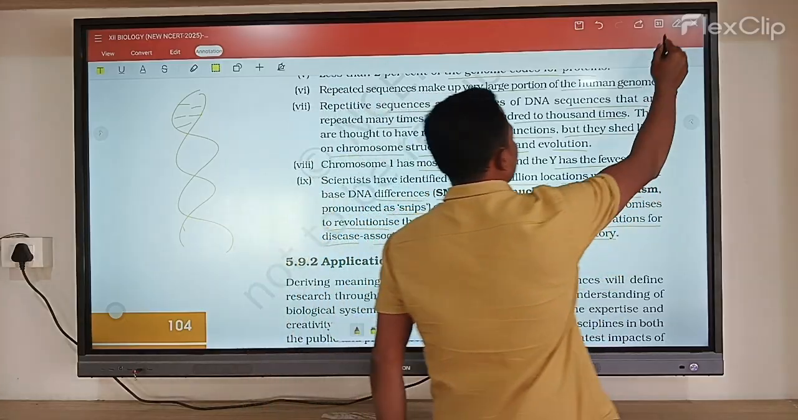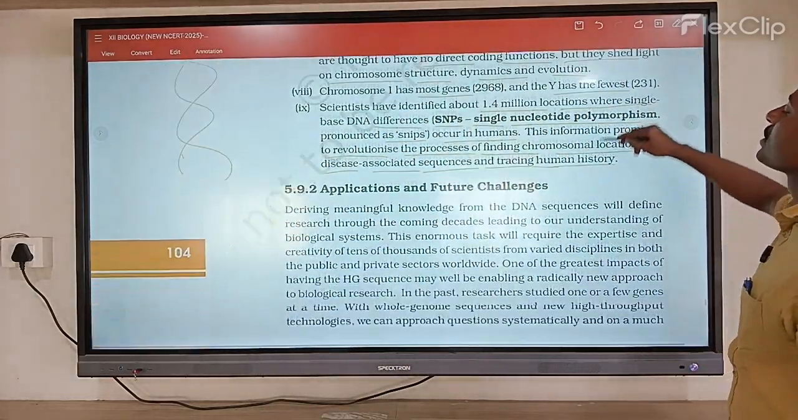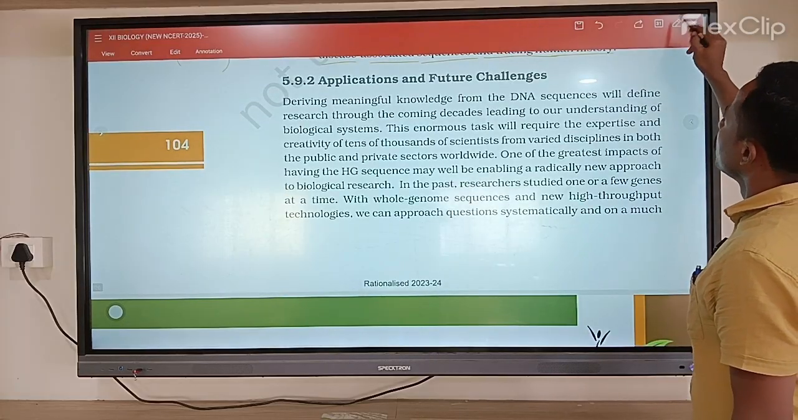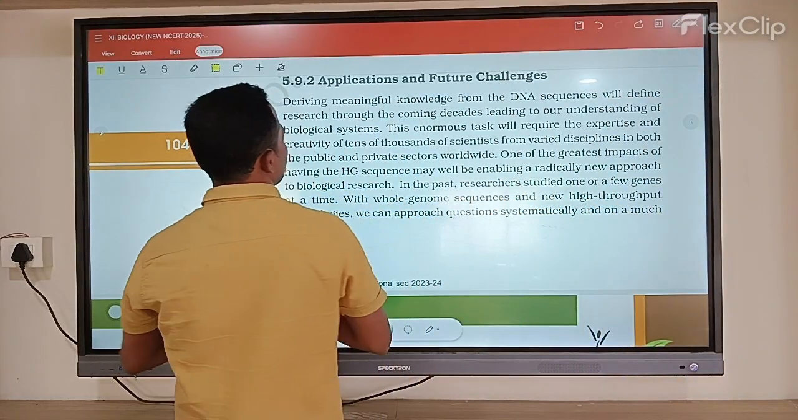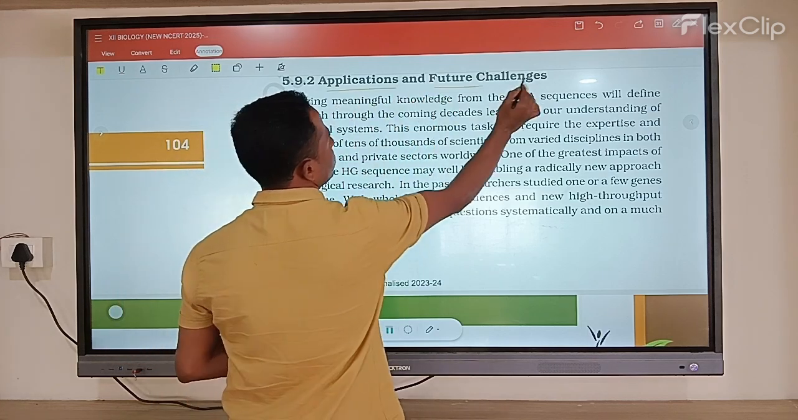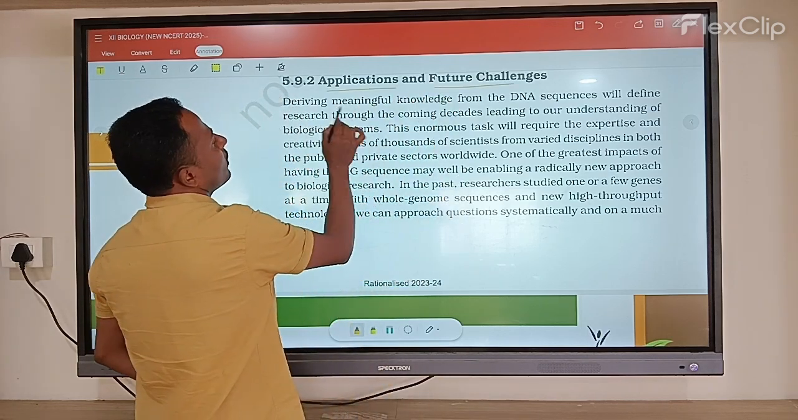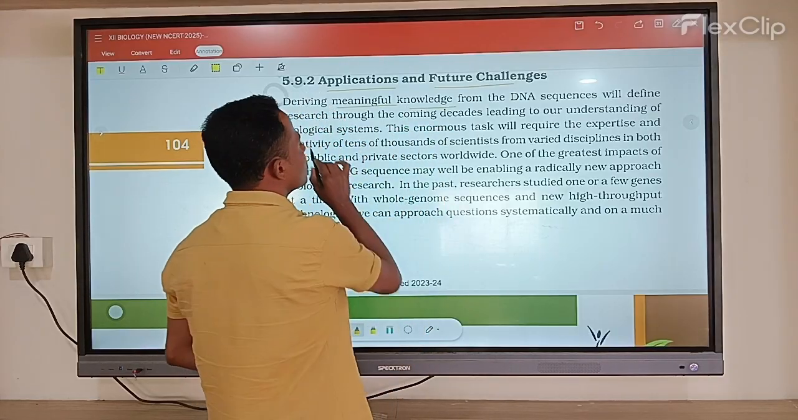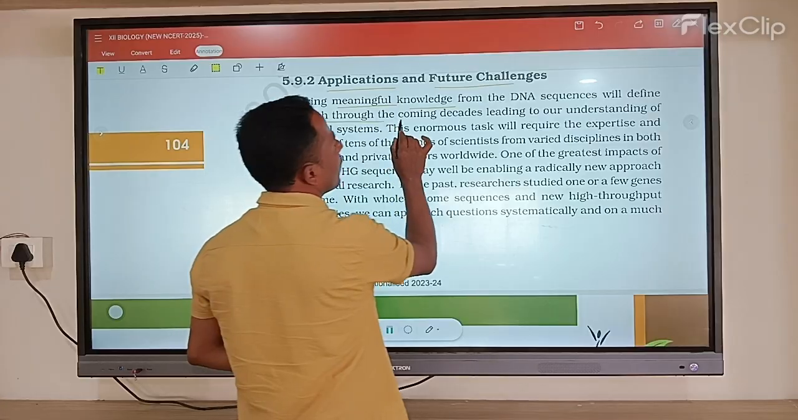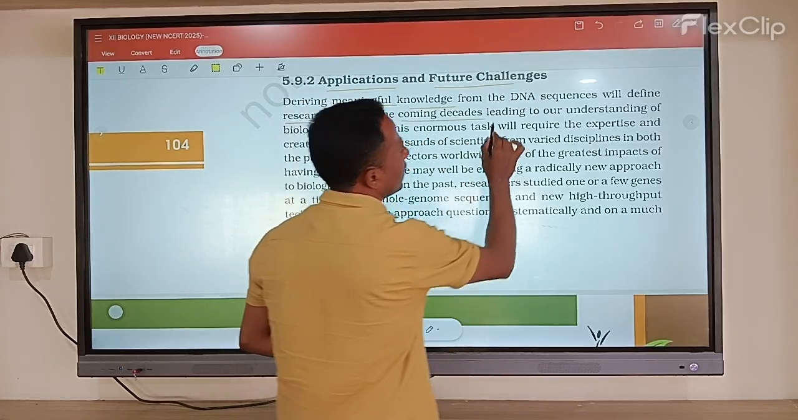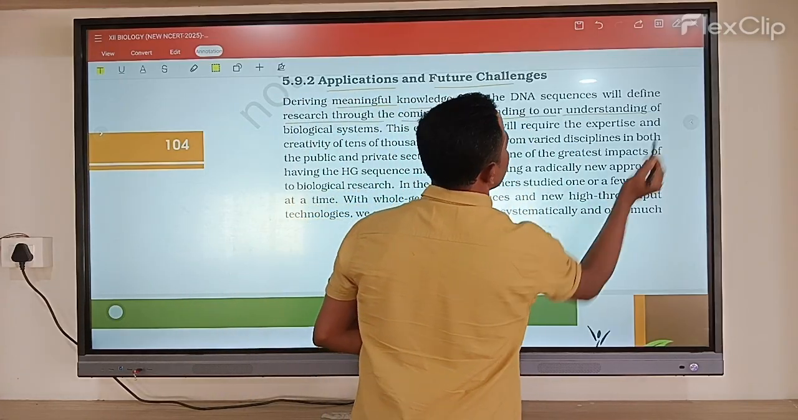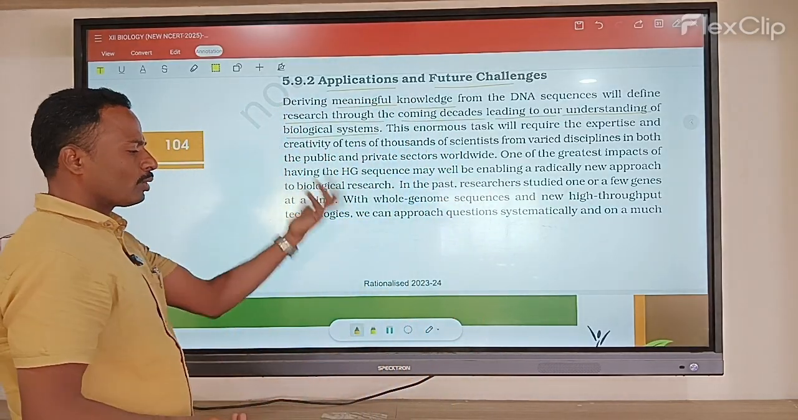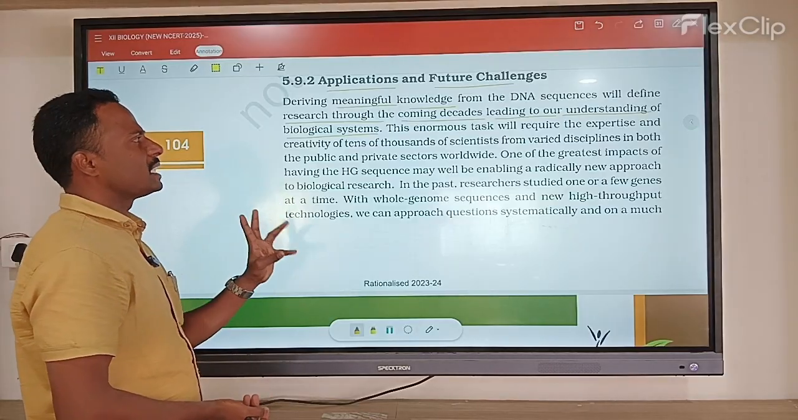Okay. Next, what are the applications and future challenges of the Human Genome Project? Driving meaningful knowledge from the DNA sequence will define research through the coming decades, leading to a deeper understanding of biological systems. When you go into a research field, the DNA sequence becomes difficult.